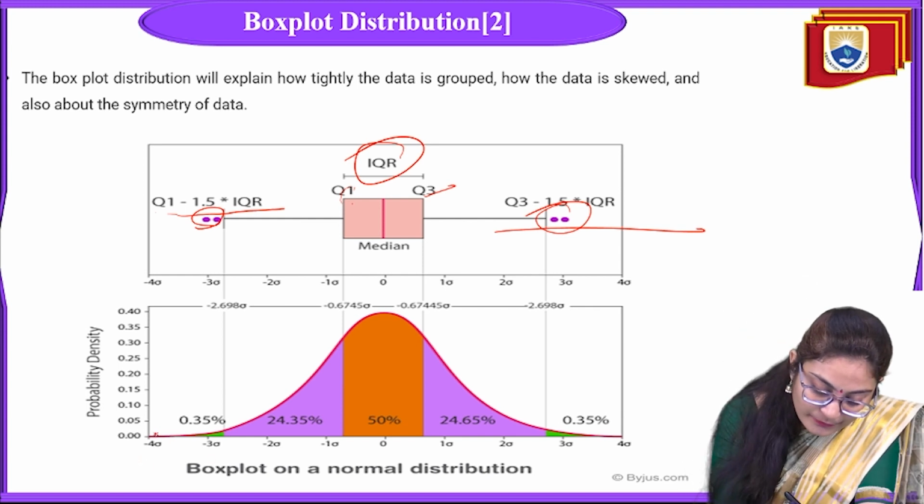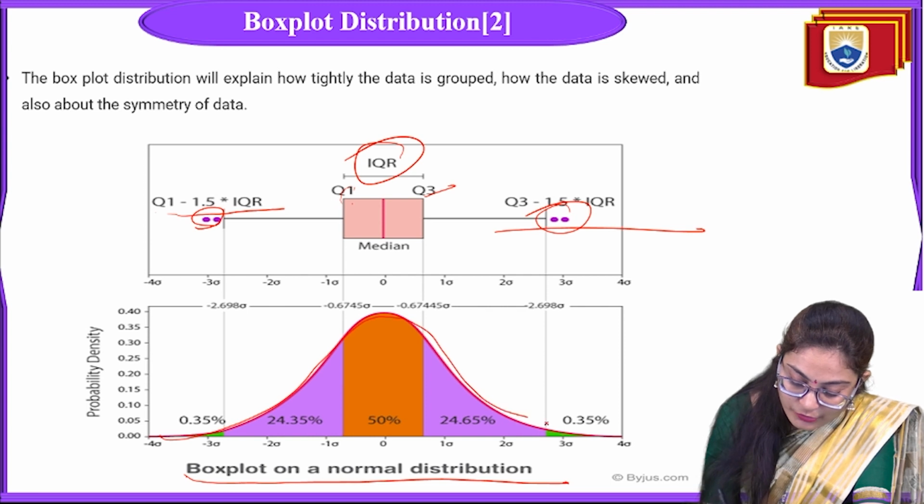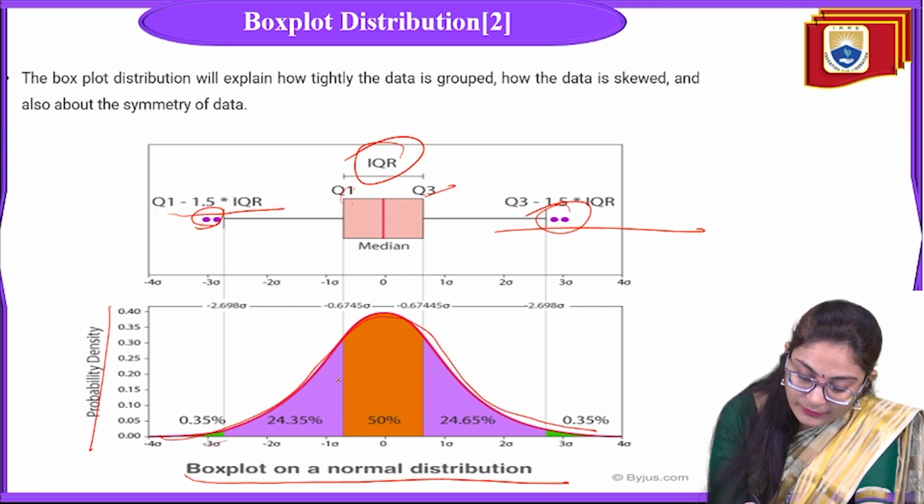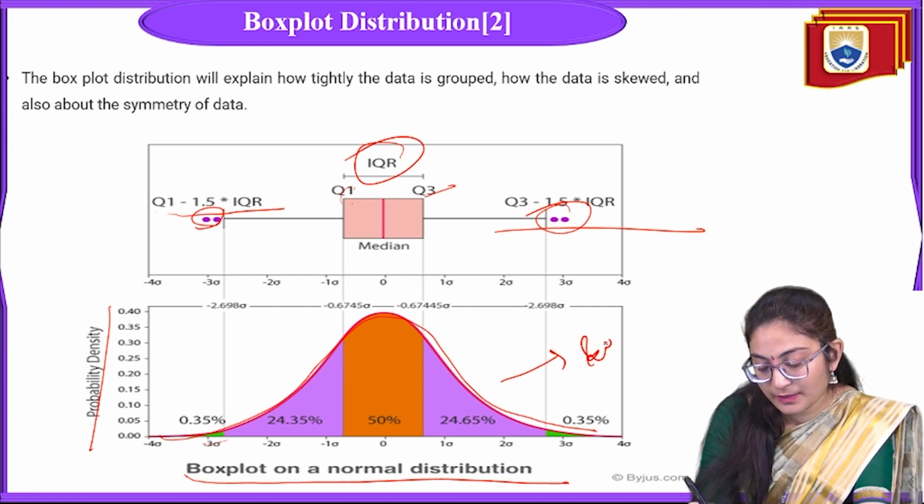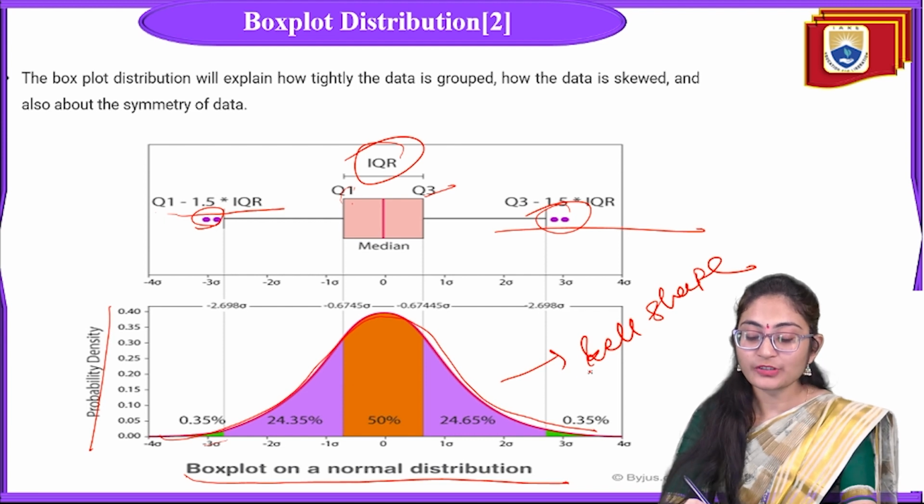So here is the probability box plot of a normal distribution. You can see this is the normal distribution, the probability density and these are the values, and this diagram is showing the bell-shaped curve.